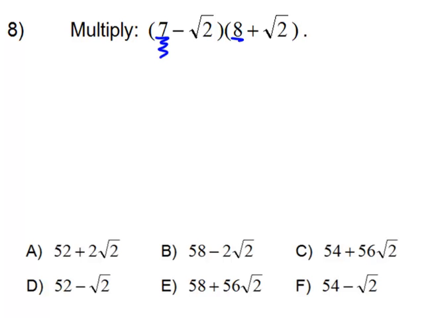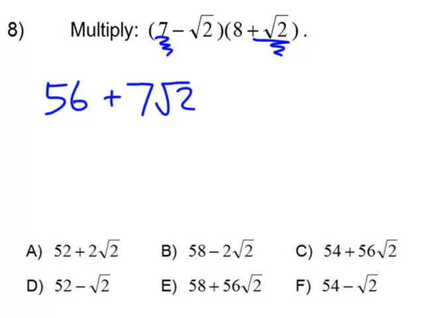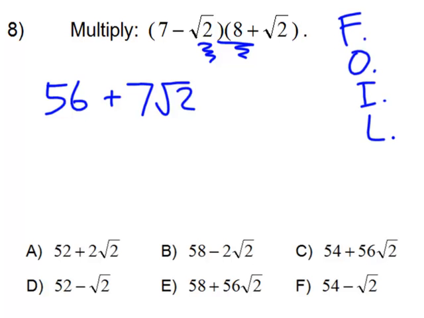7 times 8 gives us 56. Let's next do 7 times positive root 2. That would just give us positive 7 root 2. Let's next do the inner terms: first, outer, inner, last. I find that students sometimes have forgotten what FOIL stands for. We're now on to the inner terms, and that is this negative root 2 times positive 8. So minus 8 root 2.